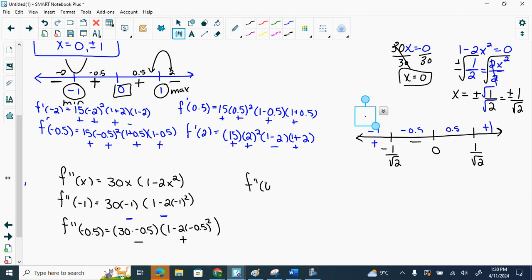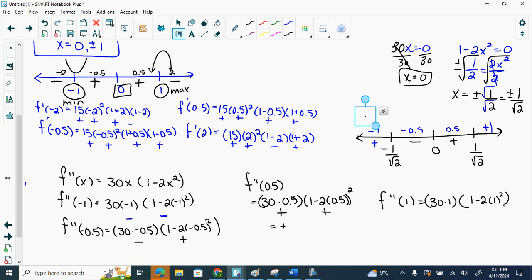F double prime of 0.5 is going to be 30 times 0.5, bracket 1 minus 2 times 0.5 squared, which is a positive times a positive, which is a positive. And then f double prime of 1 equals 30 times 1, bracket 1 minus 2 times 1 squared. Positive and a negative, so negative.